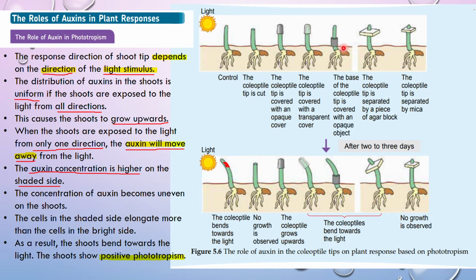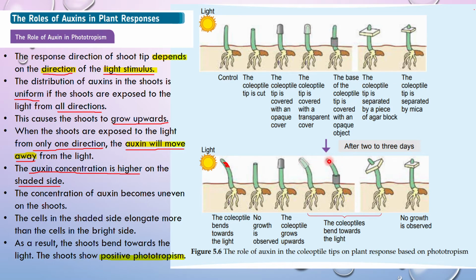Okay, the fifth scenario is that you have the base of the tip, the bottom part, not the top end, being covered with an opaque object. This one is the observation after 2 to 3 days. So what are you going to see after that? After 3 days, the coleoptiles bend towards the light.